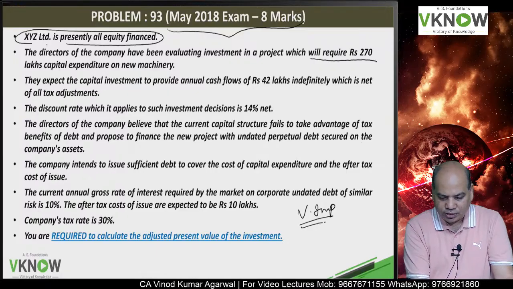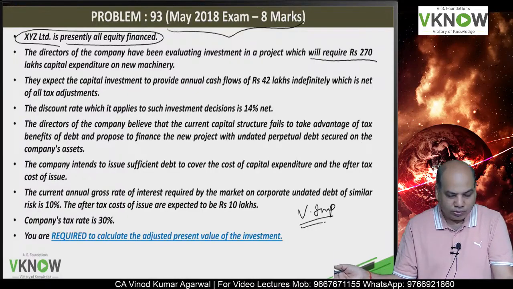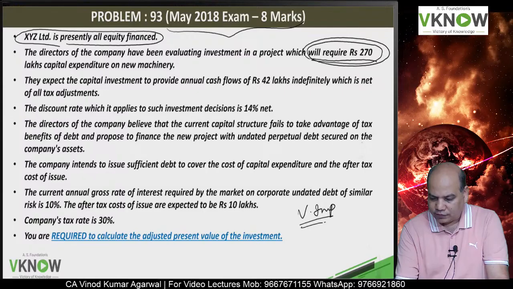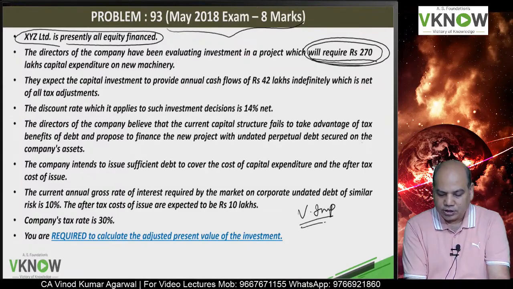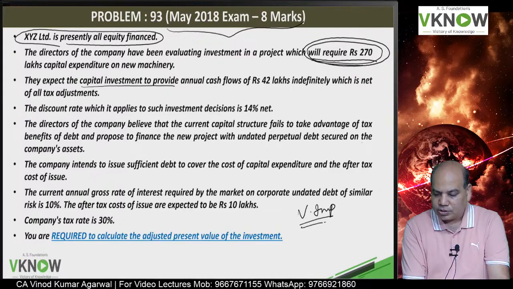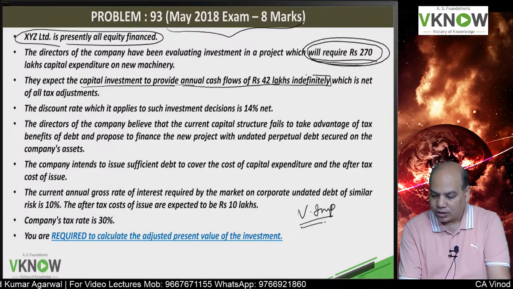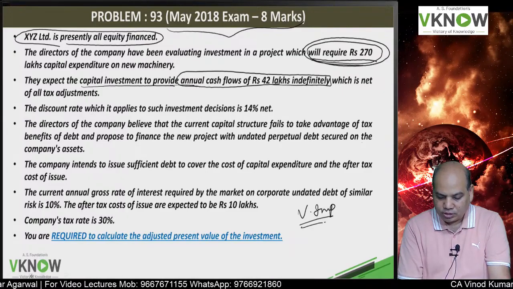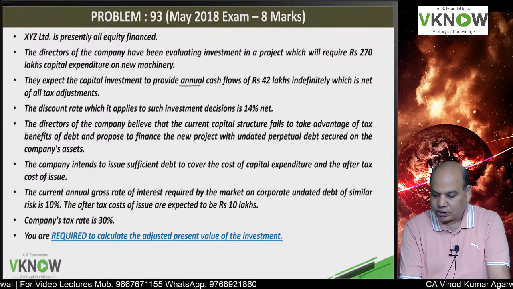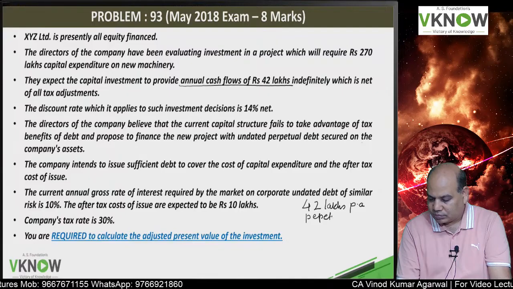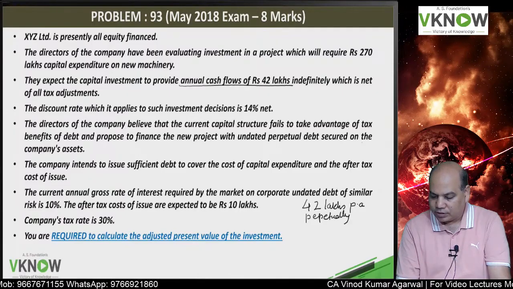Presently all equity financed. And what is the funds required for this project? 270 lakhs. They expect that the capital investment will provide annual cash flow of rupees 42 lakh indefinitely. That means this project will generate 42 lakhs per annum perpetually. Perpetually means forever. So this becomes a perpetuity.